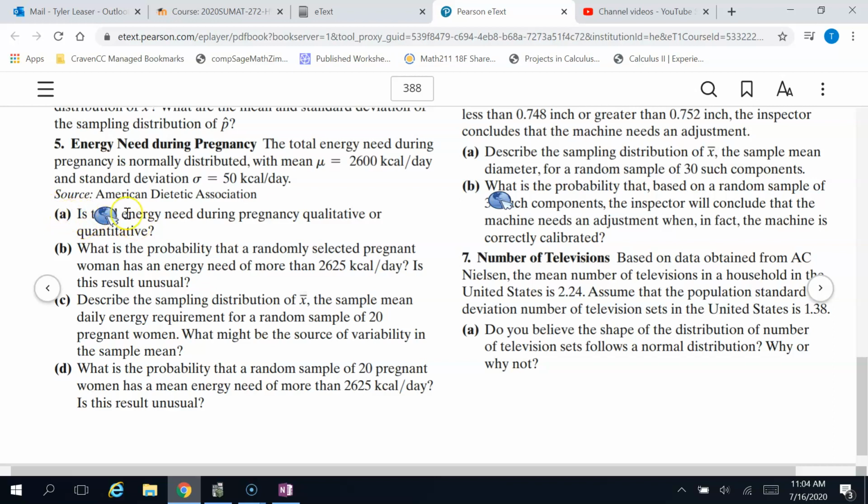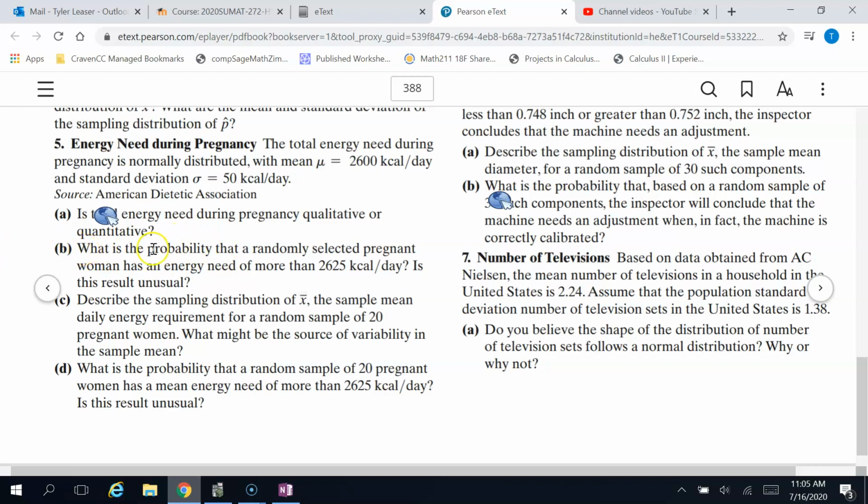Okay, part A here is just kind of going back to Chapter 1. Is total energy needed during pregnancy qualitative or quantitative? It's going to be quantitative, because we're measuring calories, which is a numerical measure. Okay, so quantitative for that one.